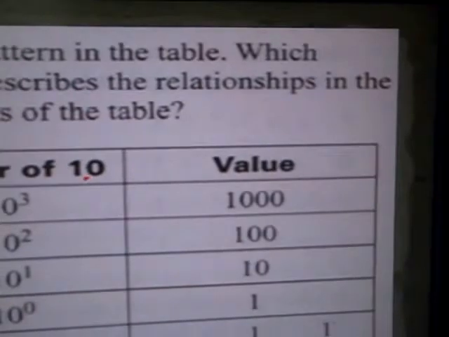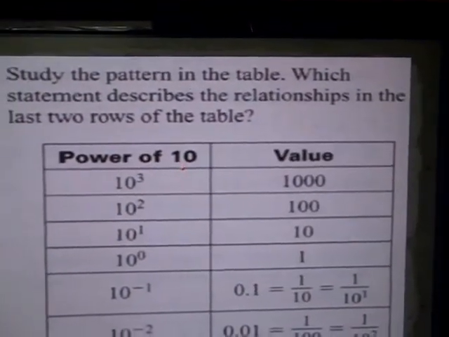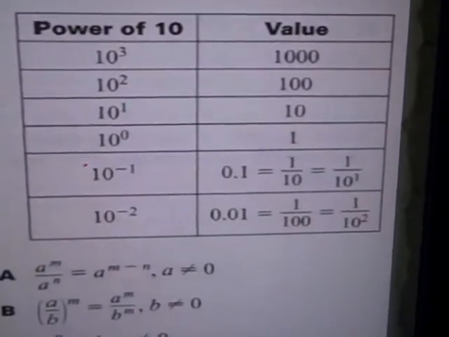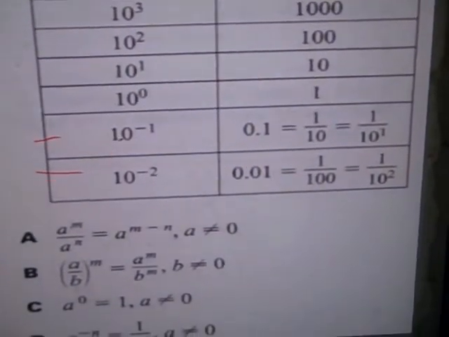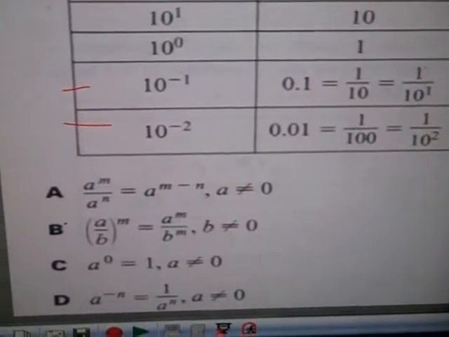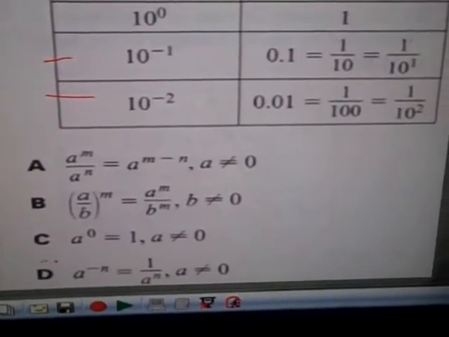Number 7. Which statement describes the relationship in the last 2 rows of the table? If we just skip to the last 2 rows, they're dealing with negative exponents. We just look at the answer choices, look for the one that explains negative exponents, and that is D.